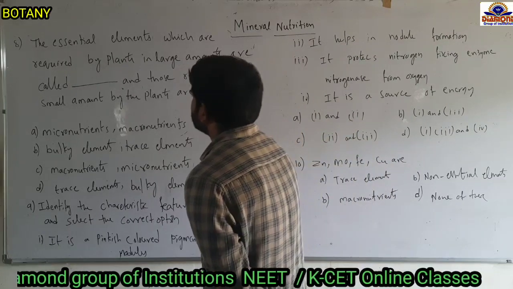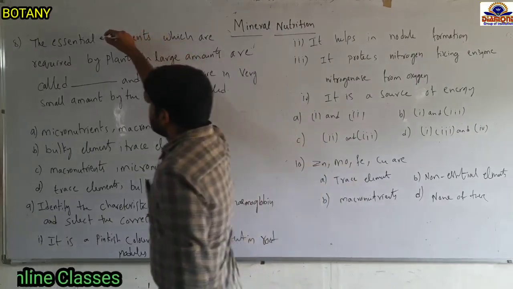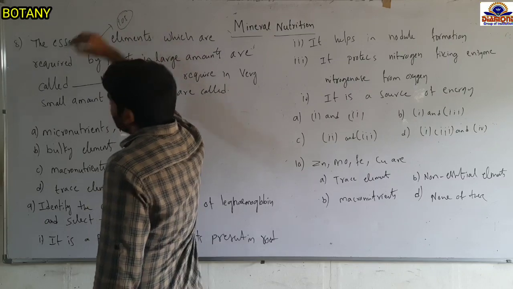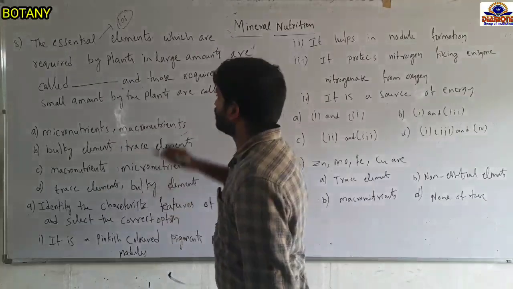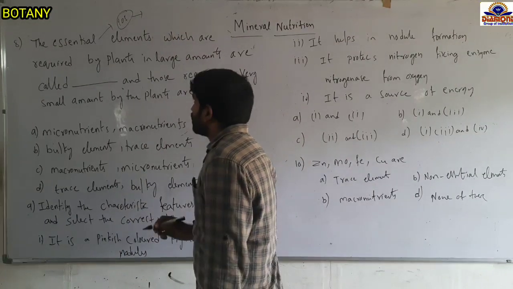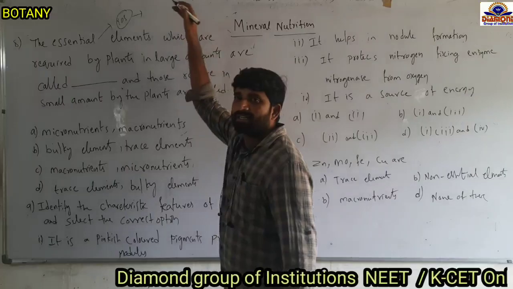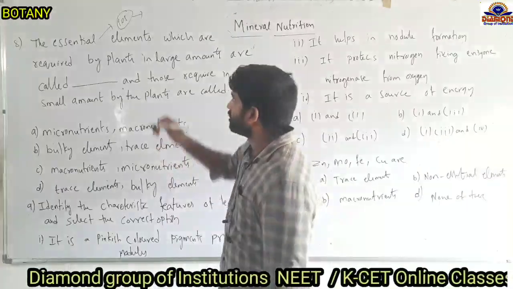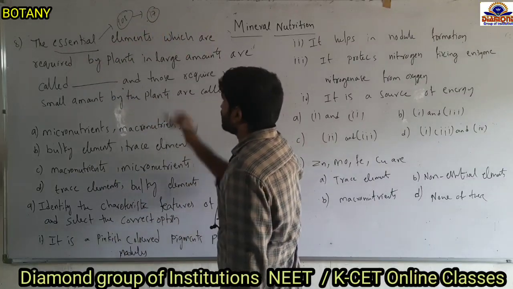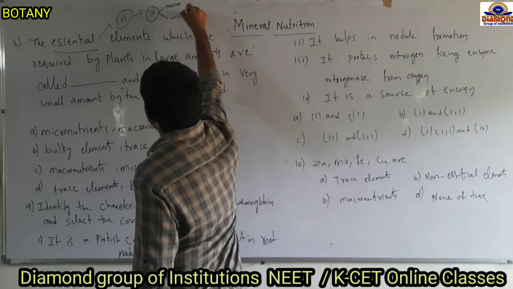Next question. The essential elements which are required by plants in large amounts are called dash, and those required in very small amounts by plants are called dash. Here they discuss that more than 105 elements are available in nature. Out of these 105 elements, some are required for plant growth and development. Without those elements, plant growth and development will not take place. Out of the 105 elements, 17 elements we call essential. These 17 essential elements are again grouped as macro and micronutrients.